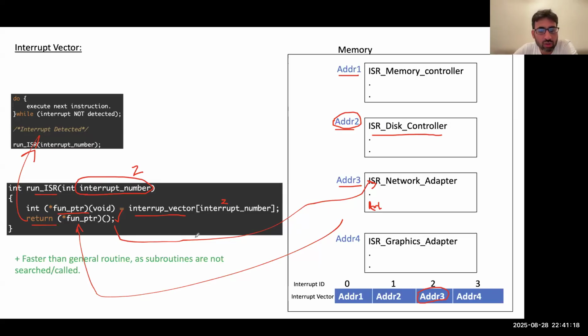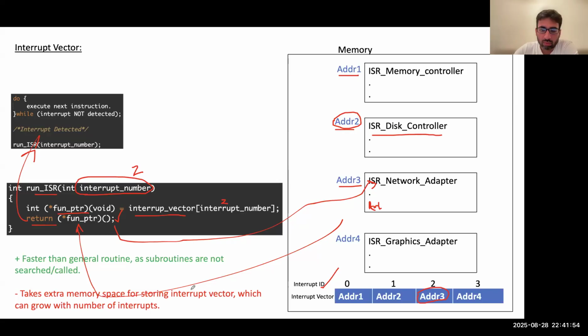So this is faster than the general routine which we have seen in the previous slide, as subroutines are not searched or called. However, the problem with this approach is that it takes extra memory space for storing the interrupt vector, which can grow with the number of interrupts. Remember in the previous slide, we were not maintaining this interrupt vector table, right? So if we have thousands of different unique interrupt IDs, then the size of this interrupt vector will grow, right? And this can become a kind of downside of this approach.